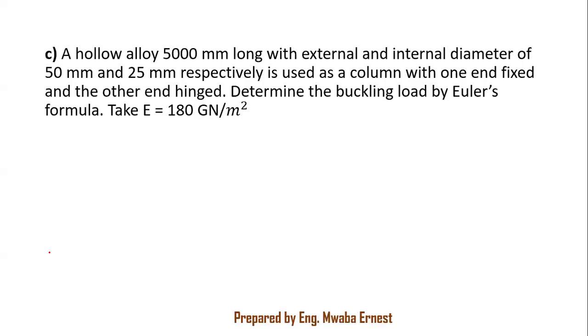Now here's our question. We have a hollow alloy strut 5,000 millimeters long with external and internal diameters of 50 millimeters and 25 millimeters respectively, used as a column with one end fixed and the other end hinged. Determine the buckling load for Euler formula, taking E as 180 gigapascals. Data as usual, first stopover.